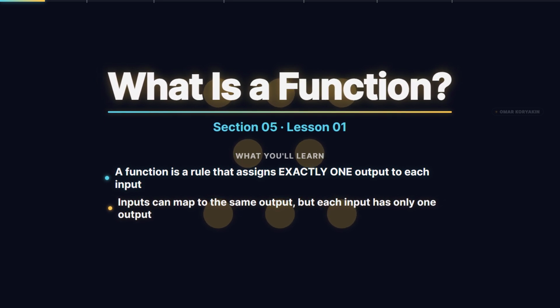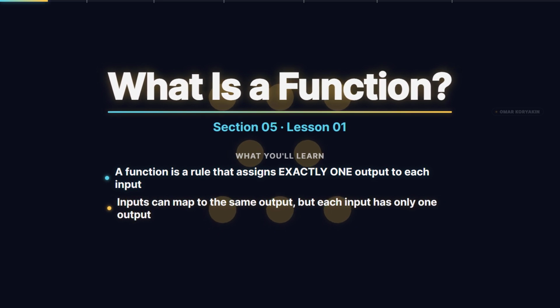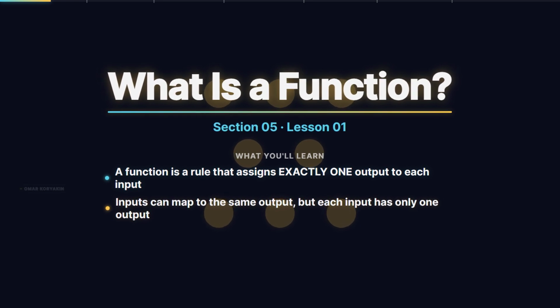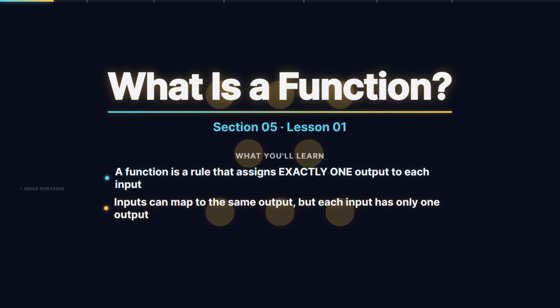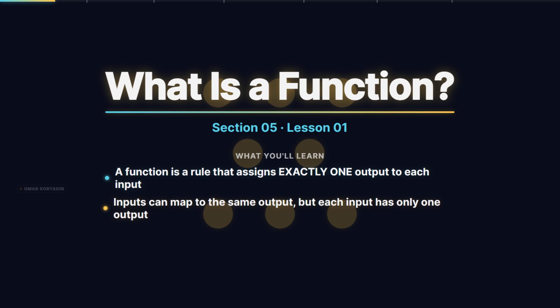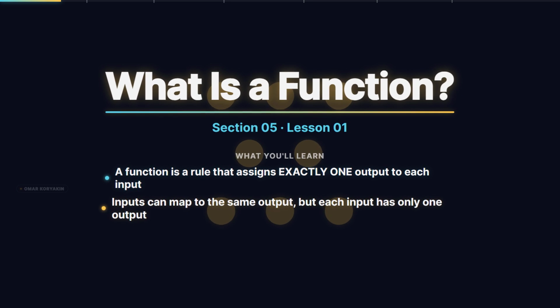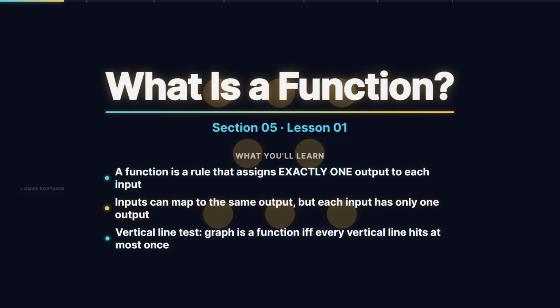Second idea. The simplest representation of a function is an ordered pair list, like the set containing the pair 1, 2, the pair 2, 3, the pair 3, 2, the pair 4, 5. Each pair has the form input, output, and the rule assigns the second coordinate to the first. The set is a function if and only if no two pairs share the same first coordinate. The second coordinates can repeat freely. In our example, the input 3 appears only once and is paired with output 2, the same output as input 1 was paired with. This duplication of outputs is fine.